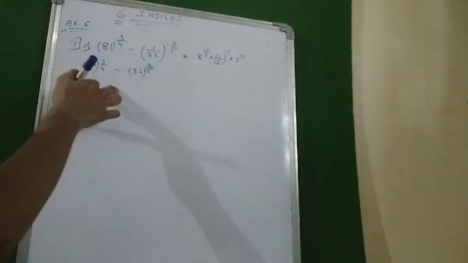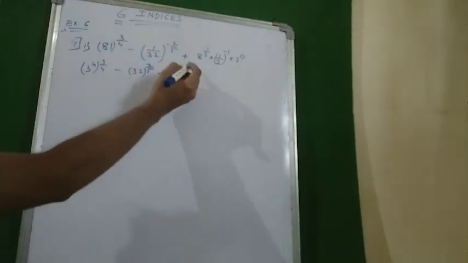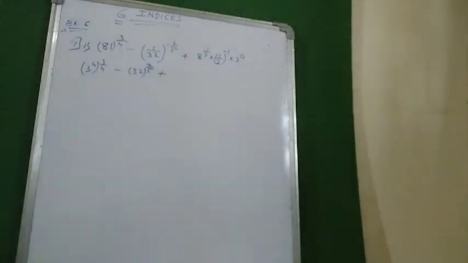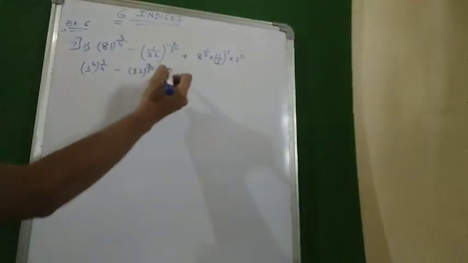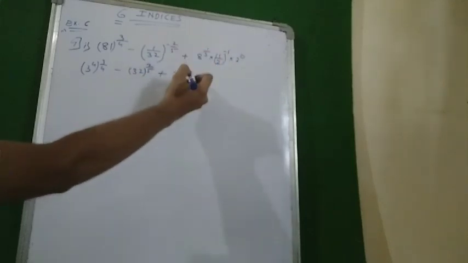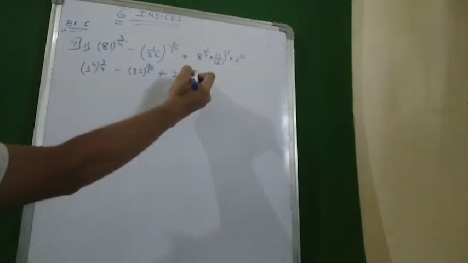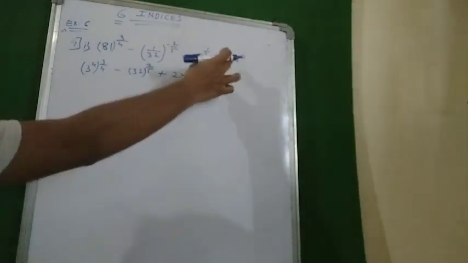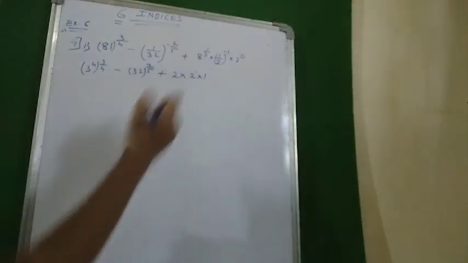Minus becomes plus because of the reciprocal. Plus, pay attention, 8 raised to 1 upon 3. 1 upon 3 means cube root. What is the cube root of 8? It is 2. 1 upon 2 raised to minus 1. Minus becomes plus, so it is 2 upon 1. So 2 upon 1 raised to 1, and anything raised to 0 is 1.